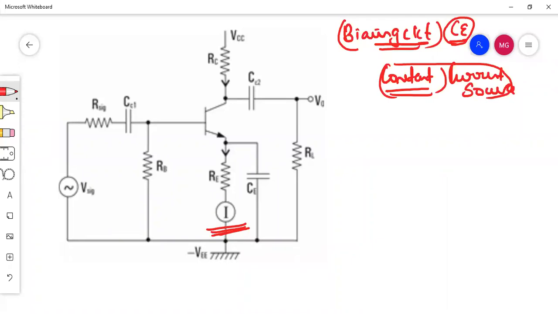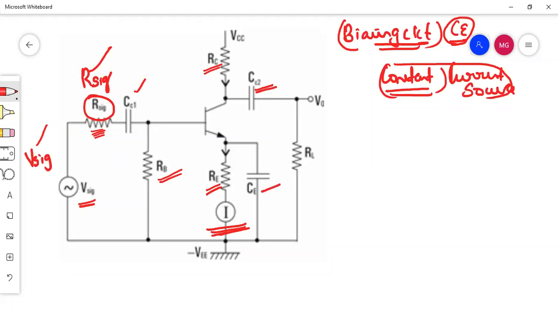We are giving a signal here. This is V sig. This is R sig. That means this signal has some internal resistance for current limiting. That is called R sig. This is CC1, the input capacitor. This is the base resistor RB, emitter resistance RE, collector resistance RC. This is output capacitor CC2, emitter bypass capacitor CE. We are taking output across here. This is load resistor RL, and this is VCC.